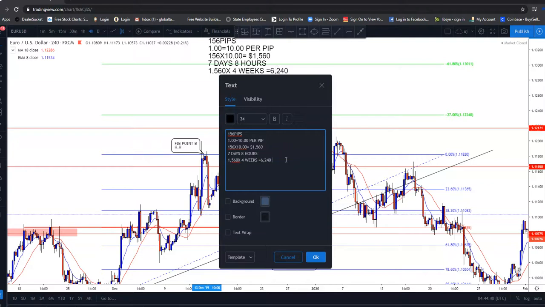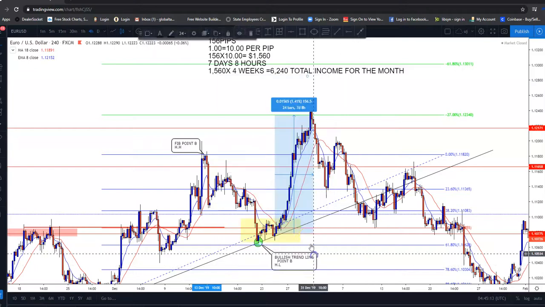So total income is... I mean, shoot, I'd be fine with $200 in a month. And then, like I said, if you do that with 2 lots, $20 a pip, it just doubles. So just do the math yourself. Boom. You'd be looking at 12 grand in a month, and so on and so forth.